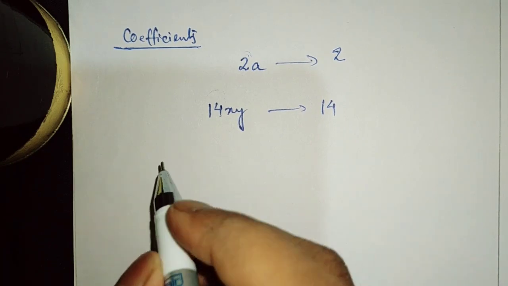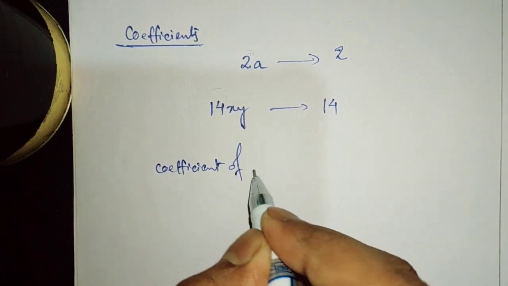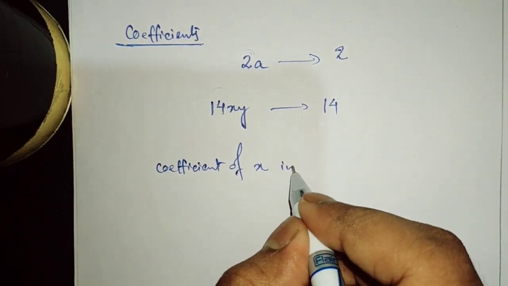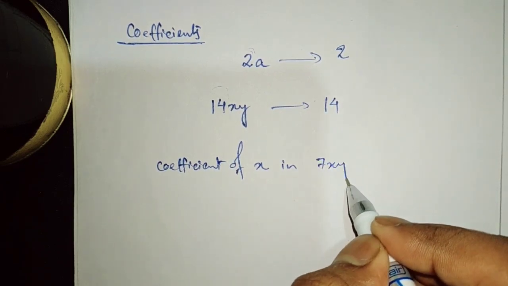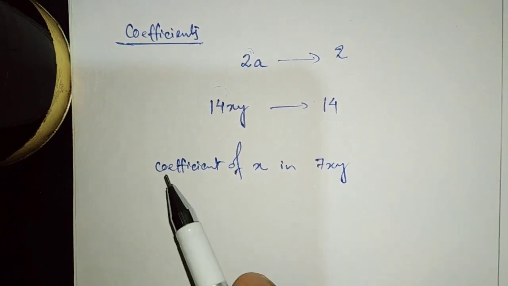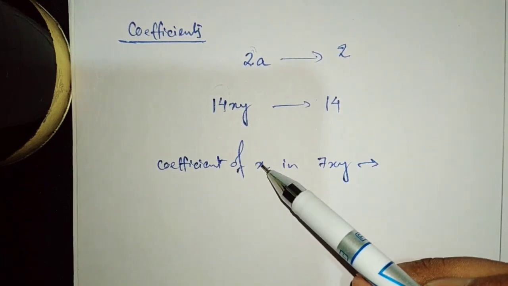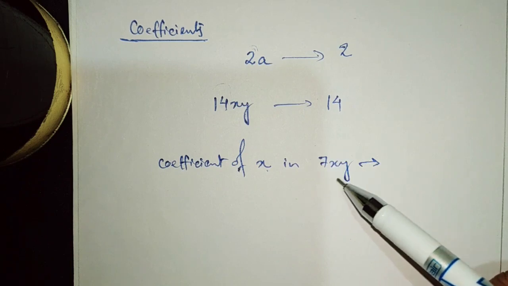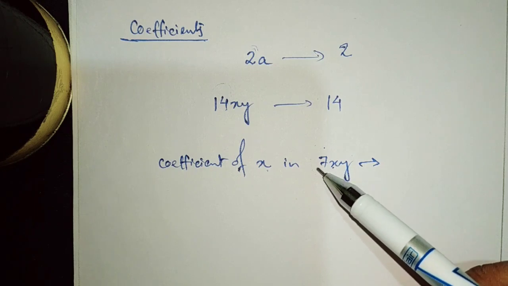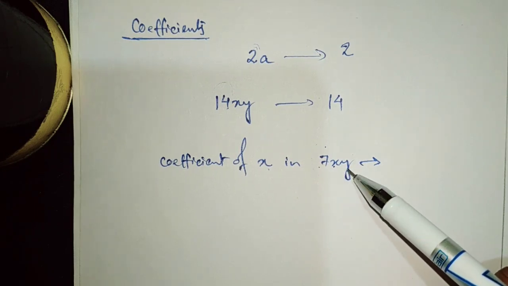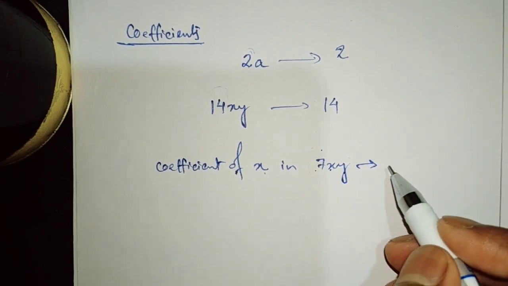For example, coefficient of x in, say, 7xy. Okay, so what is the coefficient of x in 7xy? What we are finding, coefficient of x means in this term which things are multiplied with x. We can see that with x, 7 and y are multiplied. So coefficient of x here will be 7y.